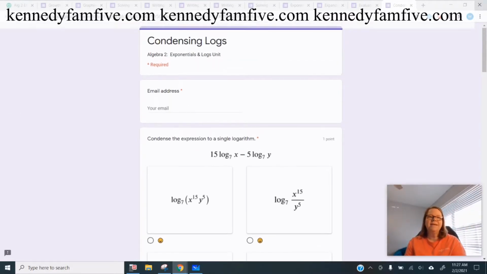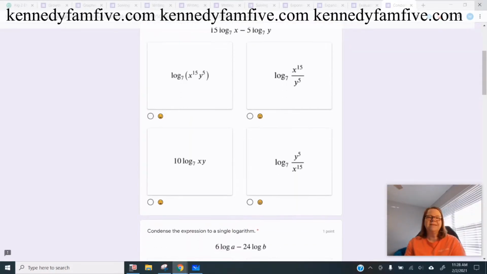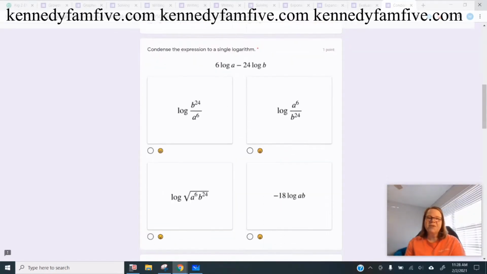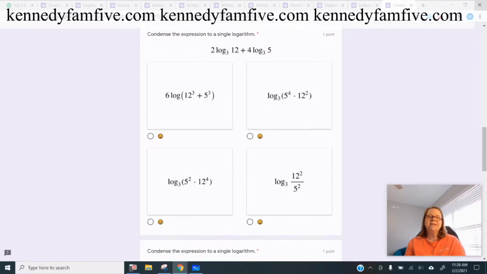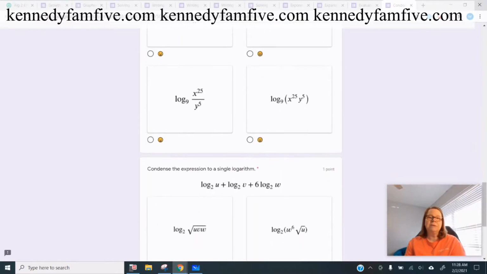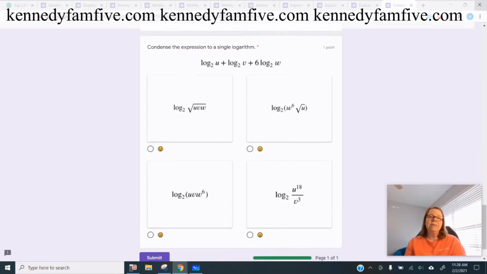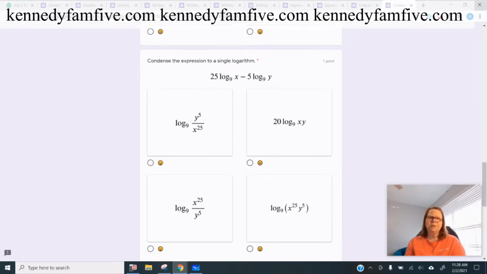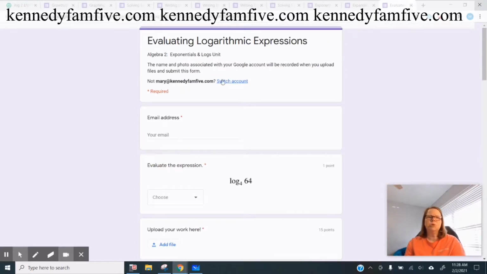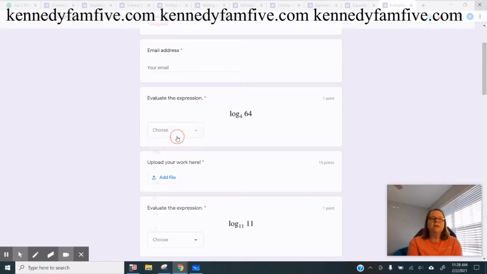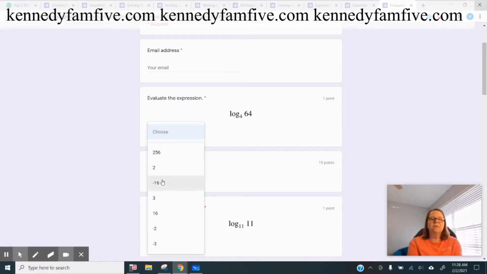So condensing logs. And so, you know what you're doing there. Just condensing. I decided to make those multiple choice, but I do try to make it challenging, the answer choices. I'm not trying to make it just super obvious, but I'm not trying to be tricky either. Evaluating log expressions. And so, I decided to do a drop down so they would have lots of choices.